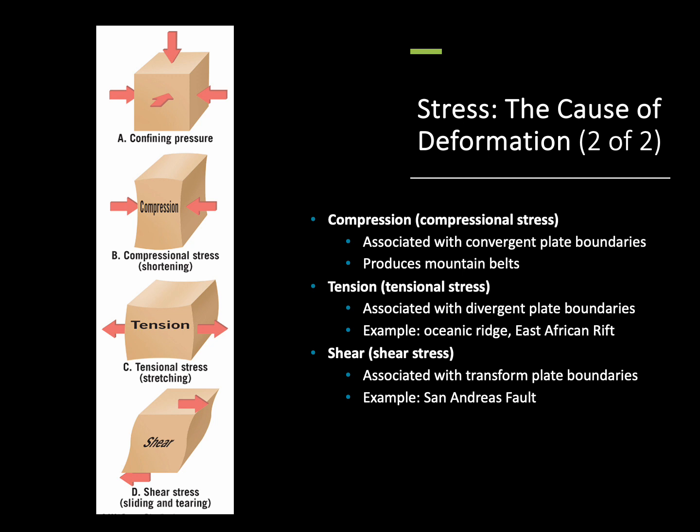And here we can see that the box isn't being squeezed or pulled apart. Instead, the top of the box is being pulled to the right and the bottom is pulled to the left. This is called shearing. This shear stress is associated with our transform boundaries that are sliding past each other, and the San Andreas Fault is a really good example of this.